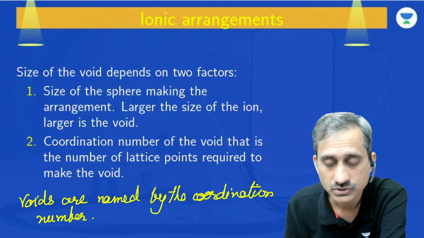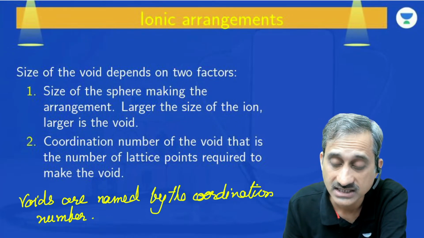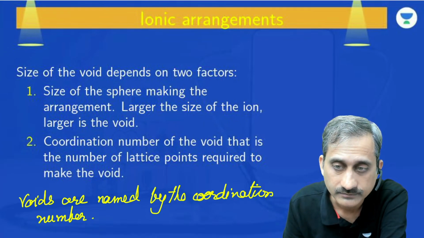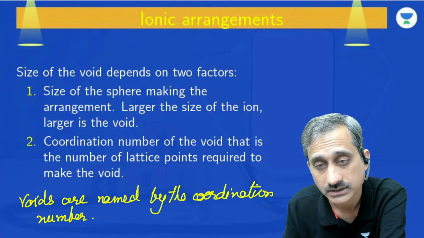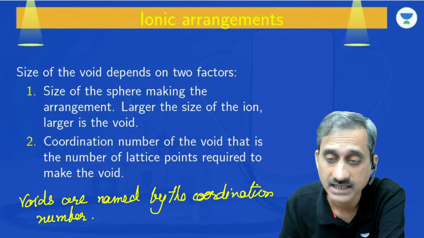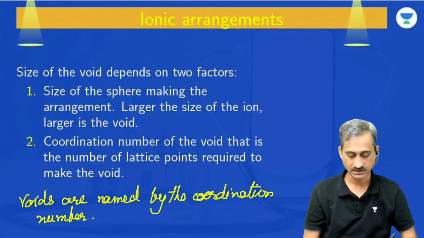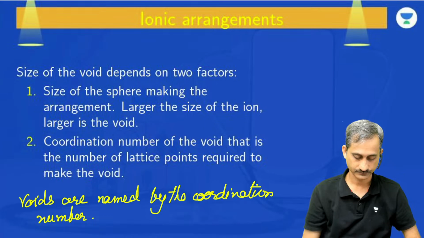Square planar void, that will be 4 particles in the square planar arrangement and the void between them. Octahedral void is going to have a coordination number of 6 and it's going to have the center of the octahedron. So that is what we have as the coordination numbers. Is this clear? So that is what we have as the coordination number and the various voids.